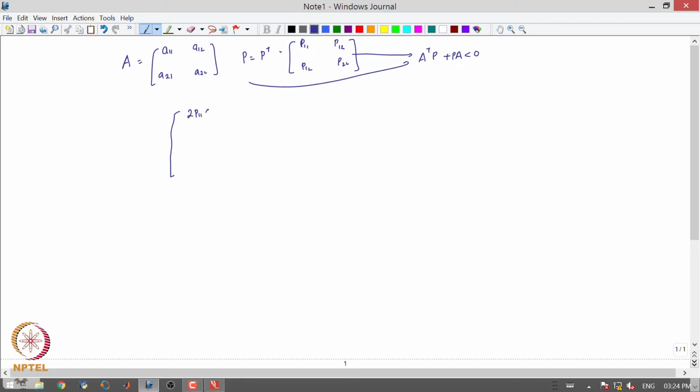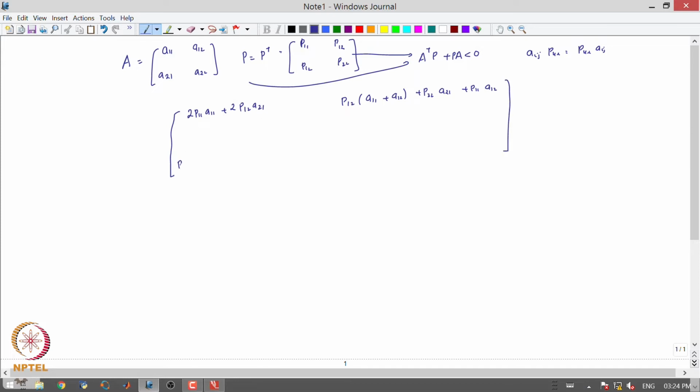I have twice P11 A11 plus twice P12 A21, and because these are scalars, I can always write Aij P_kl equal to P_kl Aij, and therefore we will have these 2's here. The second entry here would be P12 times A11 plus A22, plus P22 A21, plus P11 A12.